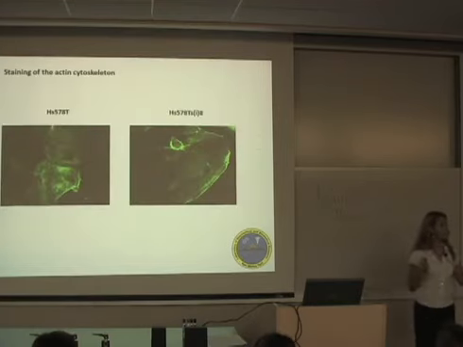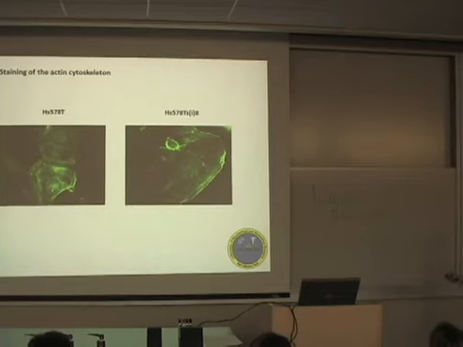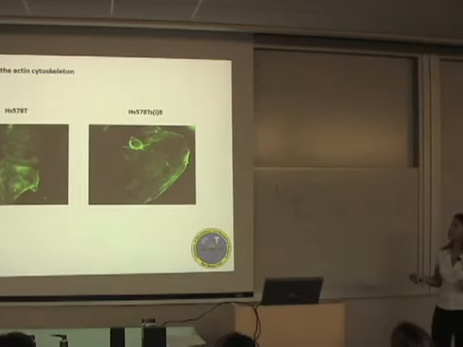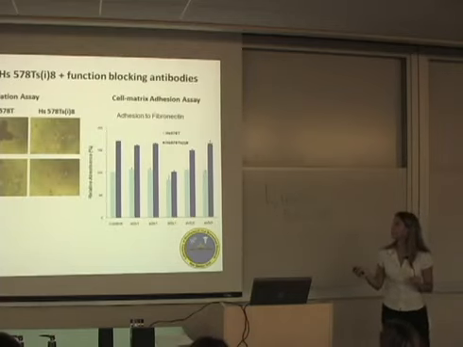Now that we know that there are some differences between these two sublines, we did a staining of the actin cytoskeleton. Why the actin cytoskeleton? Because we know that it plays an important role in the movement of the cells. So as you can see, there is a more elongated pattern in the invasive subline compared to the parental subline.